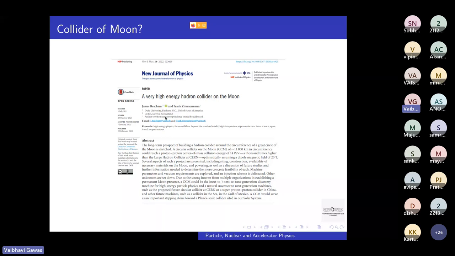Both of the authors are renowned accelerator physicists that we know. Frank Zimmermann is based at CERN, and James Bucci is based at Duke University. So you can go read this paper to look at what kind of foundational studies are involved in the construction of hadron colliders. Constructing one on the Moon is a perfect idea, not something that they actually planned on doing right now, but it was an interesting study that they carried out.